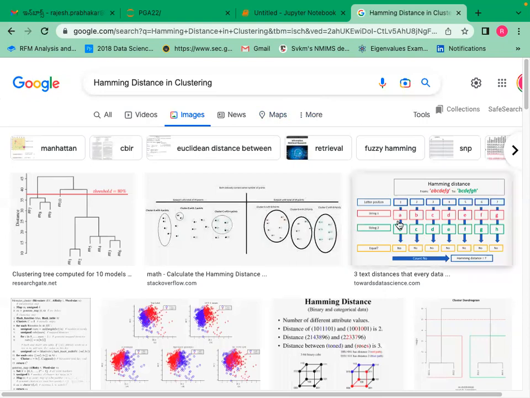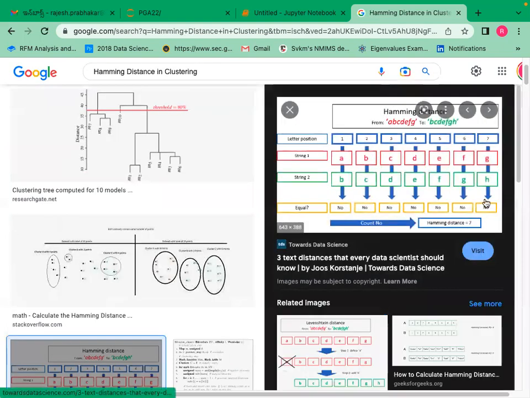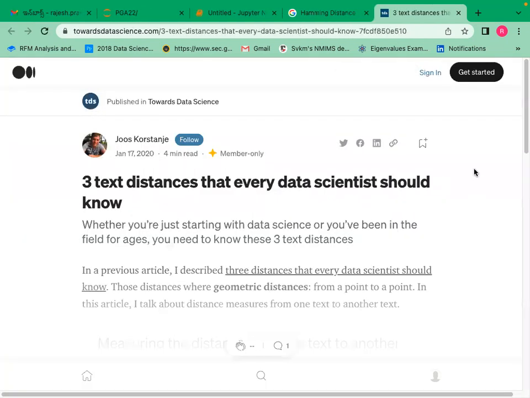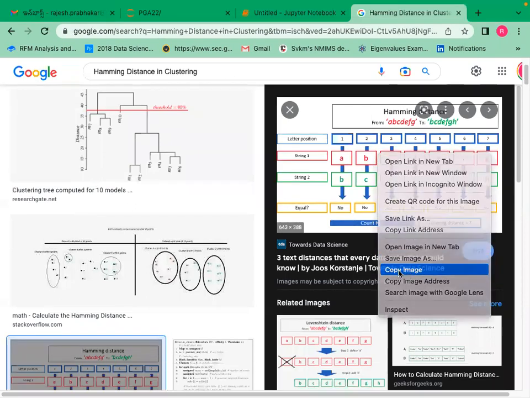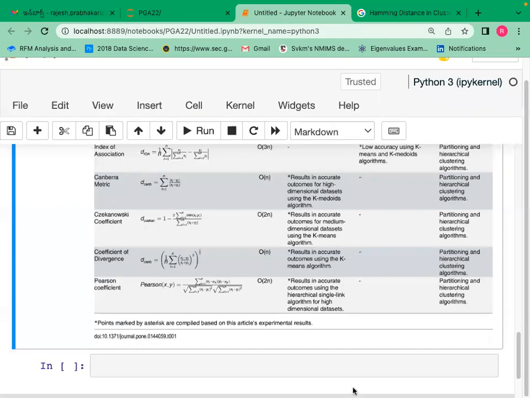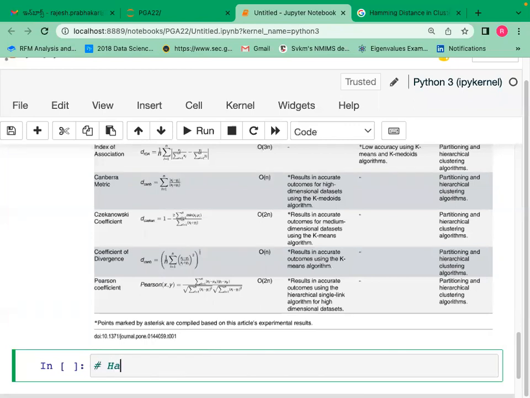Hamming distance is also there, which is used in text mining. Hamming distance is a very interesting thing which we use in text mining. When you are doing text mining, you should not use Euclidean distance. We have to use Hamming distance. Hamming distance is used in NLP or text mining.